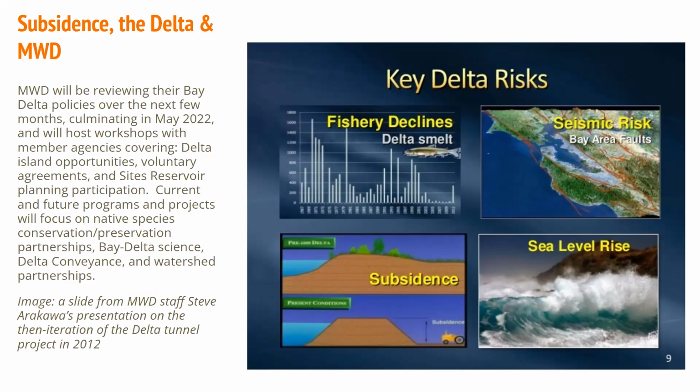But with their member agencies in Southern California, they're going to be talking about Delta Island opportunities, the voluntary agreements, which we talked about this fall, and Sites Reservoir planning participation, which we just fought about last month. Their current and future programs and projects are going to focus on native species conservation and preservation partnerships, which sounds like a great idea, but I'm a little skeptical. And they're going to talk about Bay Delta science, Delta conveyance, you know, the big one, the tunnel, and watershed partnerships. So just wanted to highlight that they've always got a hand in everything, and we will be keeping an eye on that.